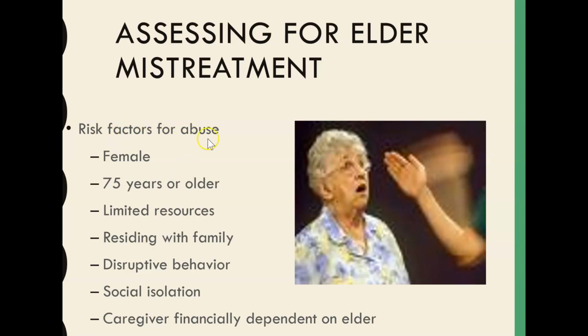So the risk factors for that type of abuse are usually females, usually people 75 years or older. Remember I said limited resources, residing with family, disruptive behavior, social isolation, and if the caregiver is financially dependent on the elder.